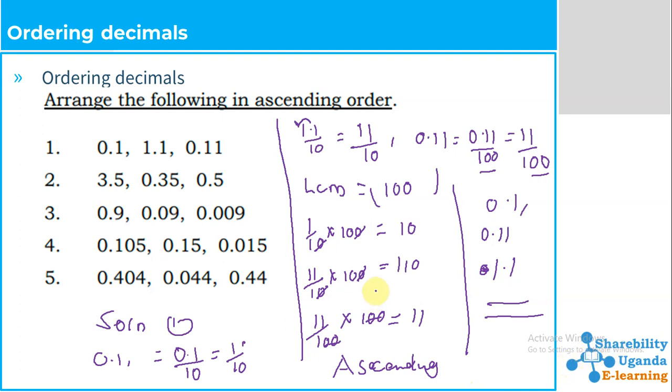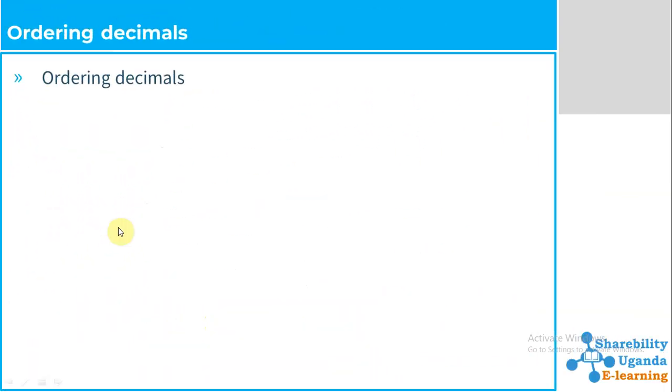Another one we have is 3.5, 0.35, 0.5. So these are the numbers we have. Then we have 0.9, 0.09, then 0.009. Let's try also to solve this.